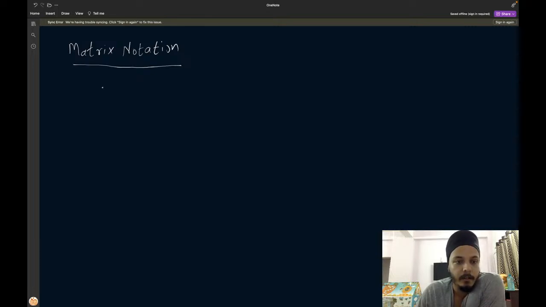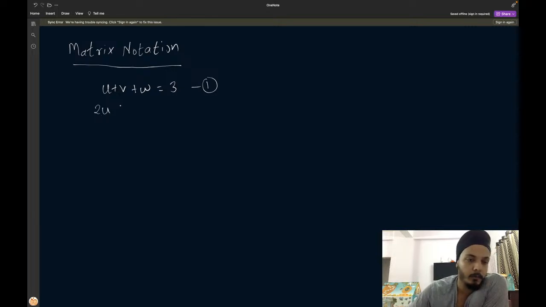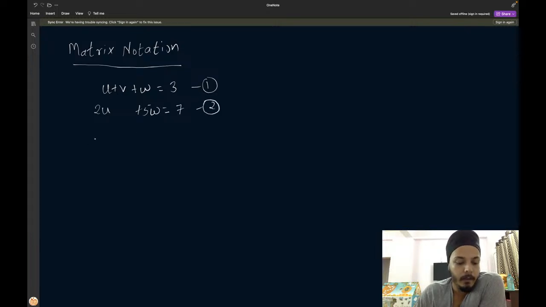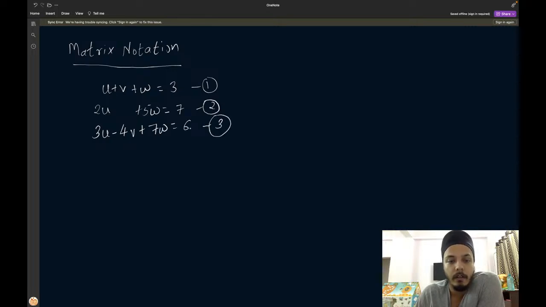So let our equations be. This is our first equation. Our second equation will be 2u plus 5w equals to 7. Our third equation will be 3u minus 4v plus 7w equals to 6. So this is our third equation.